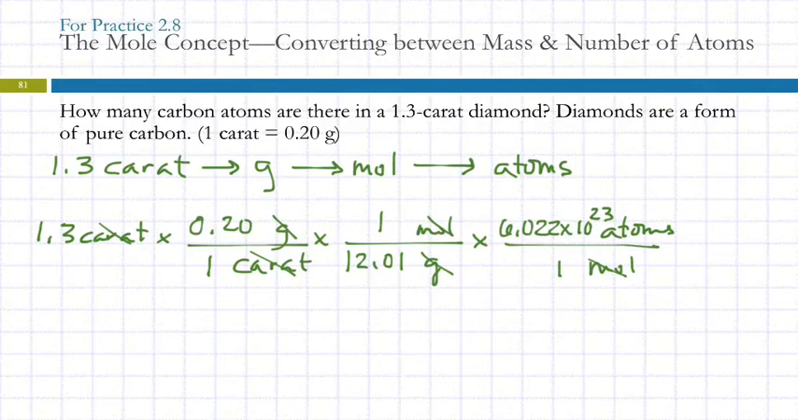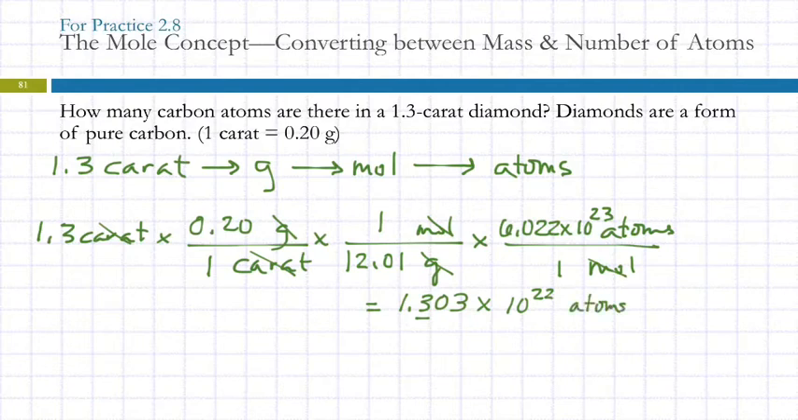1.3 times 0.2 divided by 12.01 times 6.022 EE23 equals. And my first number has 2 significant figures. This has 2, this has 4, that has 4. So my answer should have 2 significant figures. So there's my 2. I'm going to write down 2 extras. And this is times 10 to the 22nd atoms.